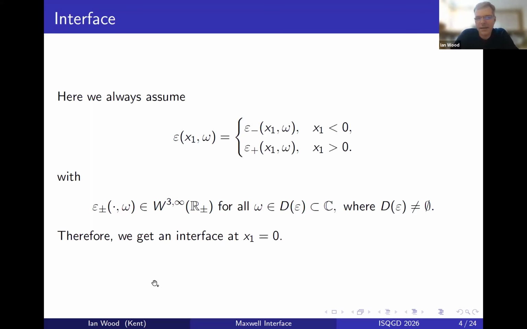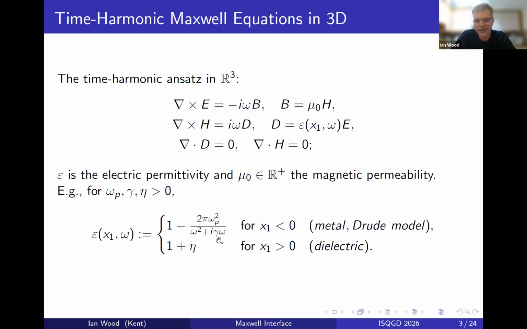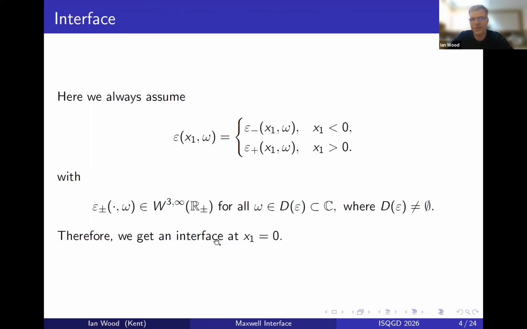Right, and then it's possible that this function epsilon has singularities. So if I go back to the previous slide, if you look at the Drude model here, then there are singularities in omega here. And so we'd want to exclude those. So that's what this d of epsilon does, right? We're just excluding singularities. So typically, like in that Drude model, it'll only be 2 points, right? But we certainly want to assume that obviously the d of epsilon is a non-empty set. Right, and in this setting, we typically have an interface at x1 equal to 0 because we're going to have some kind of jump at that point.